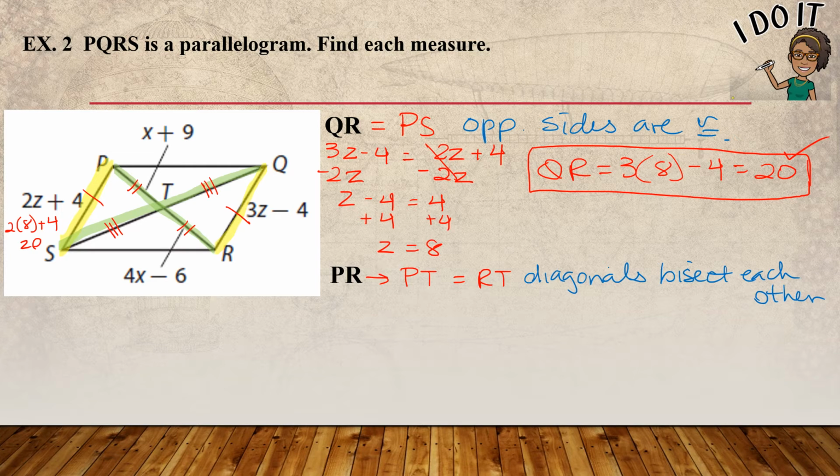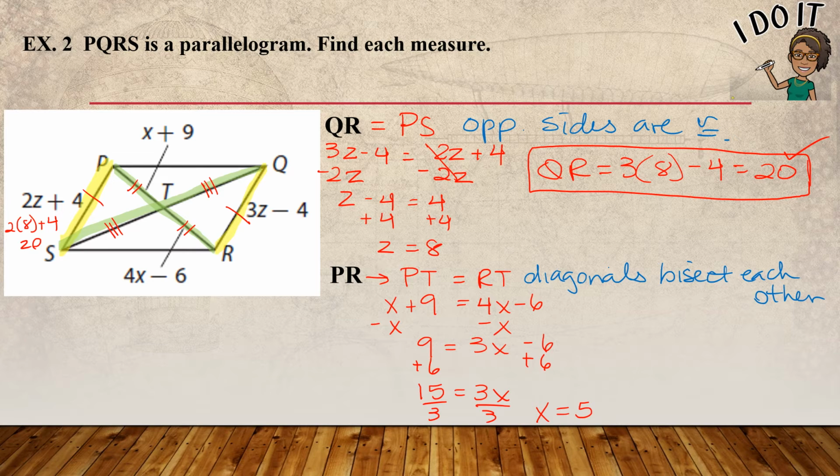That's the property that we're using. So now that I have a setup for my equation, I can just plug in the values. So PT is x plus 9, RT is 4x minus 6, and now we are just doing some simple algebra to solve for x. So I'm going to add my 6 over here. I get 15 equals 3x. Divide by 3, and I get x is equal to 5.